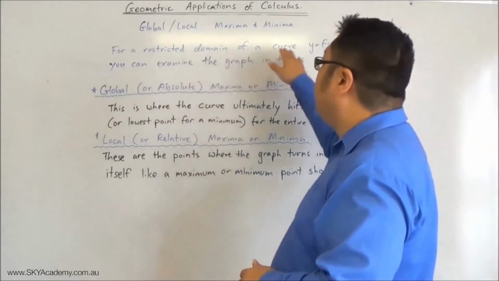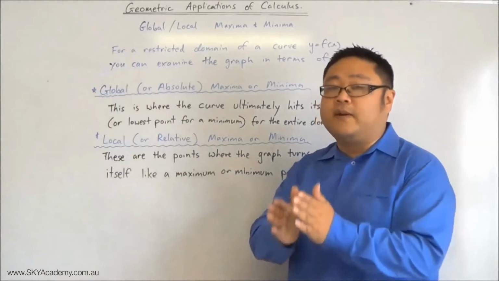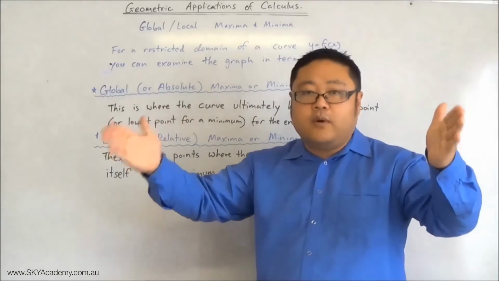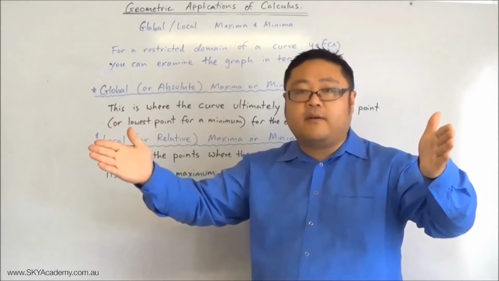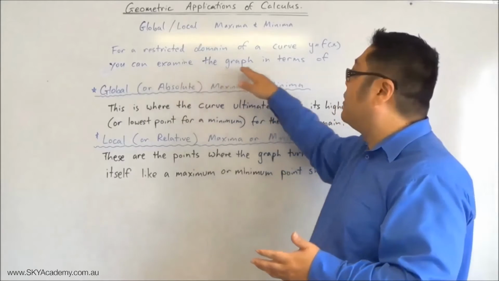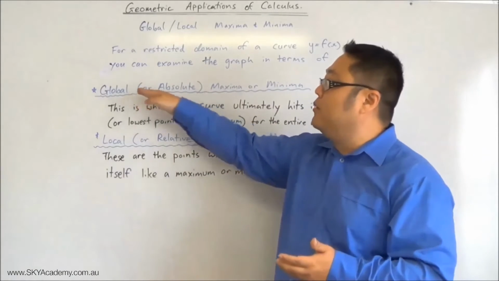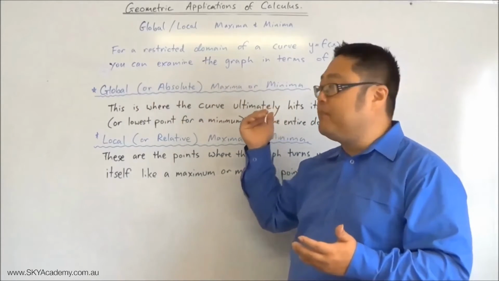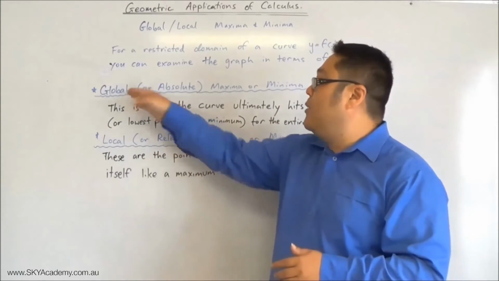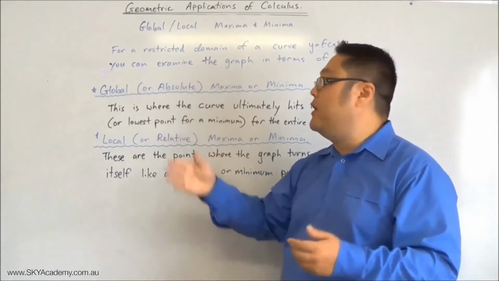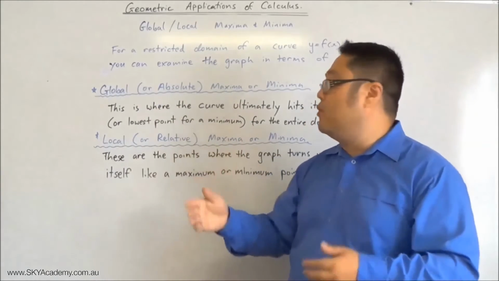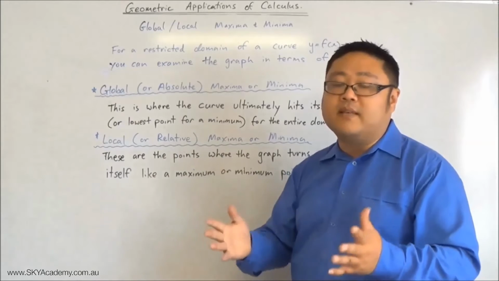For a restricted domain of a curve, y equals f of x. So in other words, a restricted domain means if we're going to restrict a curve within a certain bandwidth, you can then examine the graph in terms of global or absolute maximum minimum and local or relative maximum minimum. So global maximum minimum is the same word as an absolute maximum minimum, and local maximum minimum is the same word as relative maximum minimum. They mean the same thing.